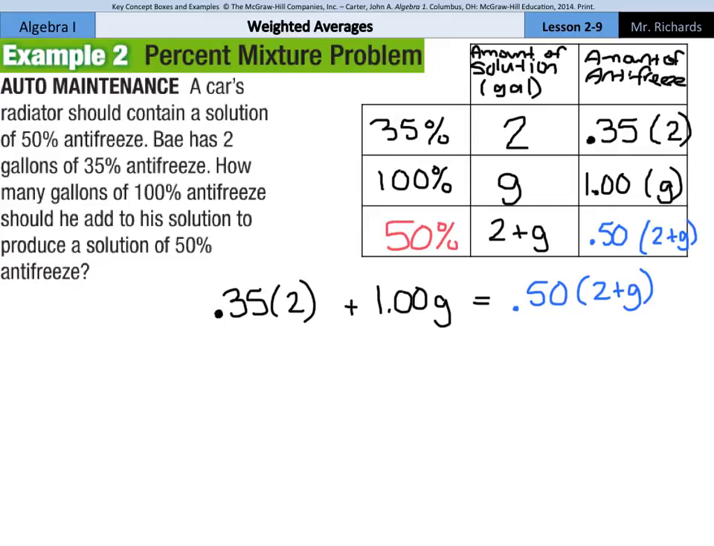Let's start simplifying both sides. 35 hundredths times 2 is 0.70, or just 0.7, plus the 1G is going to equal, now we need to distribute, the 50%, or 0.50 times 2 is just 1, and 0.5 times G is 0.5, or 5/10 G. Let's get all our G's on one side, subtract the 5/10 G from both sides.